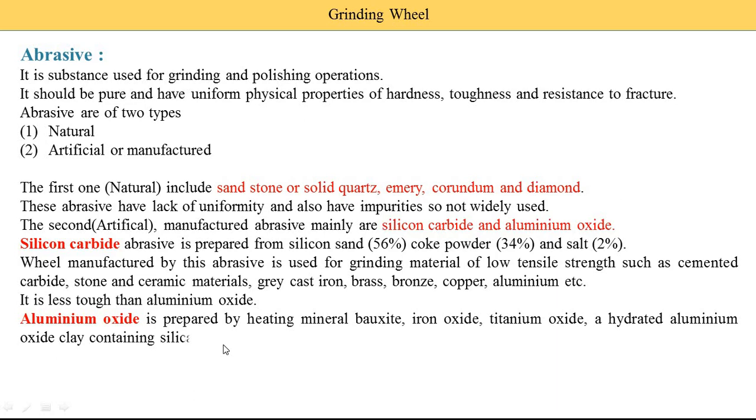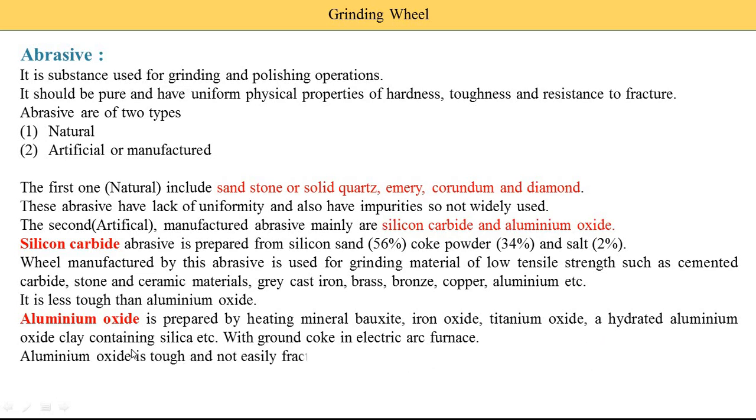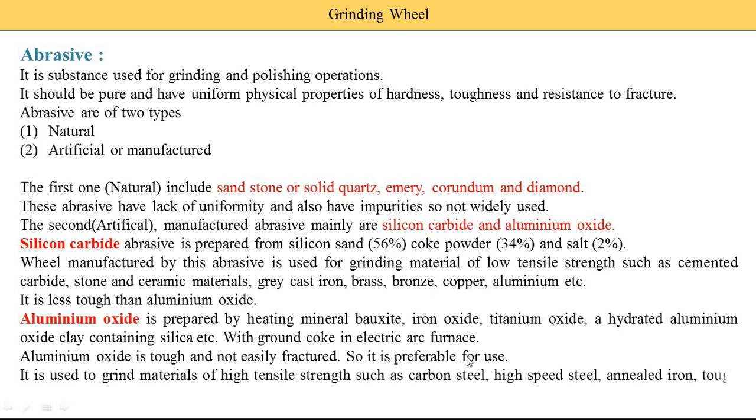Aluminium oxide is prepared by heating a mineral, iron oxides, titanium oxides, hydrated aluminium oxide and clay containing silicates with ground coke in an electric arc furnace. So these various materials are put in the electric arc furnace. Aluminium oxide is tough and does not fracture easily. Its toughness is higher, so it is preferable for use on every type of material. It is used to grind materials of high tensile strength such as carbon steel, high speed steel, annealed irons and tough bronze. So these are the details about the abrasives.